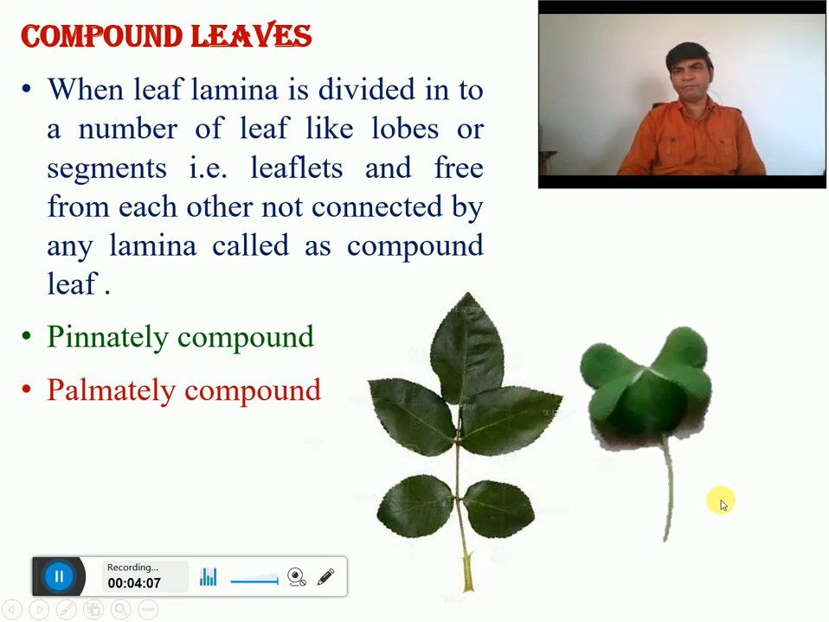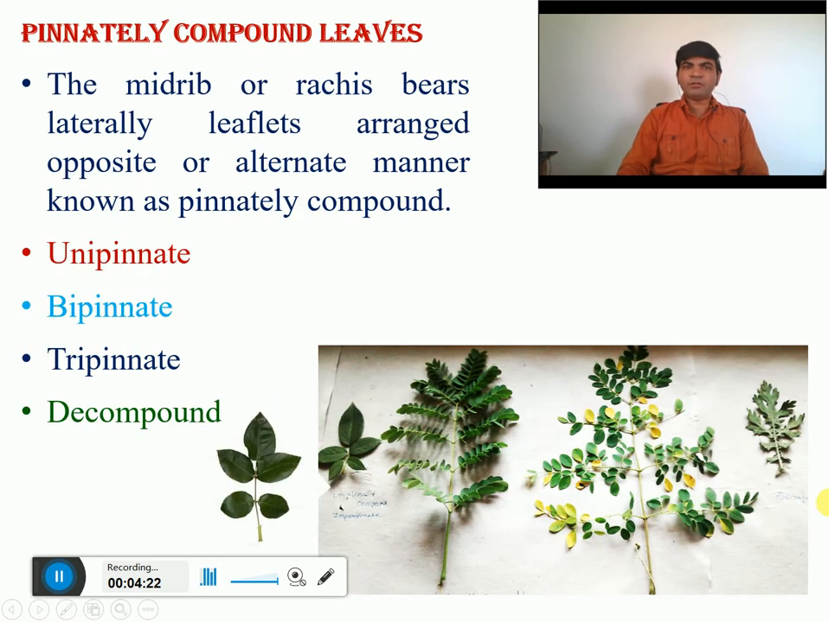No doubt there is an incision in the leaf, but the number of leaflets arise from a single point and form a structure like fingers arising from the palm. That's why these are called the palmately compound leaf. Now what is the pinnately compound leaf? The midrib or the rachis bears the leaflets laterally, arranged in an opposite or alternate manner. These are known as the pinnately compound leaf.